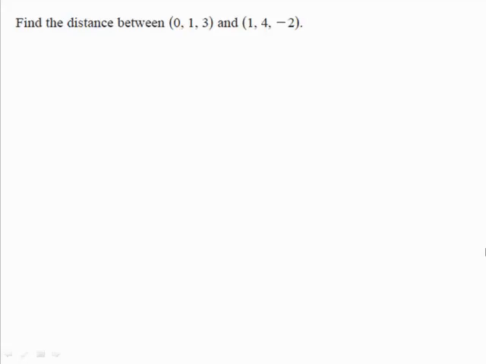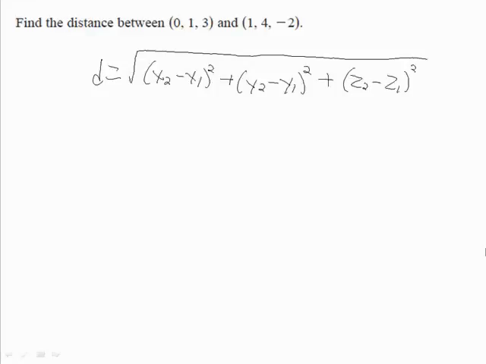Find the distance between the ordered triple 0, 1, 3 and the ordered triple 1, 4, -2. Begin by writing the distance formula in space. Substitute the ordered triple 1, 4, -2 as x sub 2, y sub 2, and z sub 2, and substitute the ordered triple 0, 1, 3 for x sub 1, y sub 1, and z sub 1.